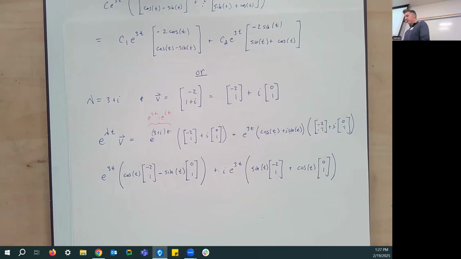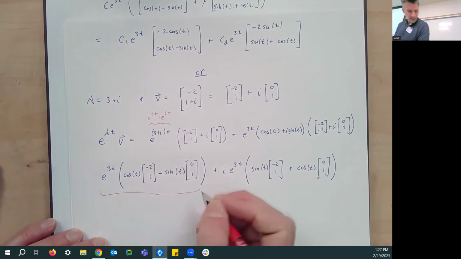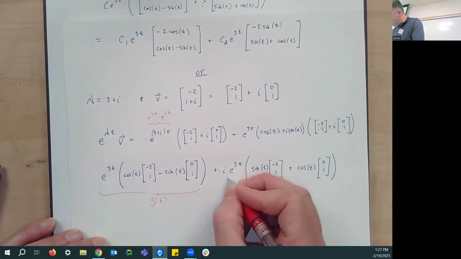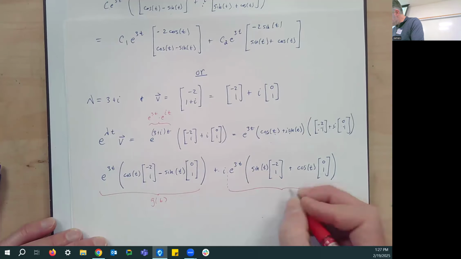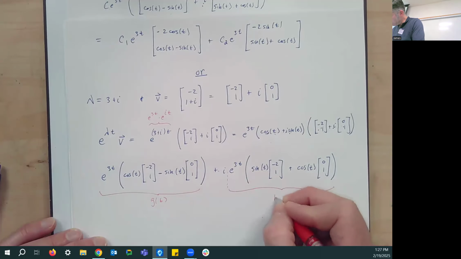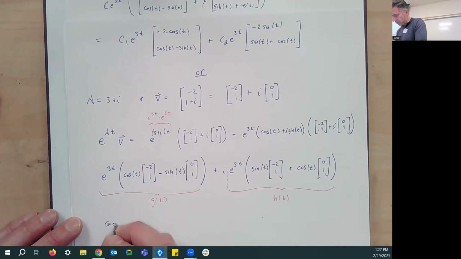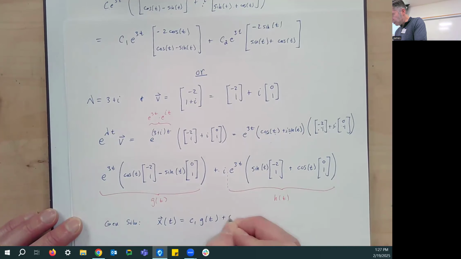And then he says, I don't really like writing my answer this way, but call this first part g of t, I think. Yeah, this is g of t. And this part here, without the i, this is h of t. And then our general solution is going to be that x of t is equal to c1 times g of t plus c2 times h of t.